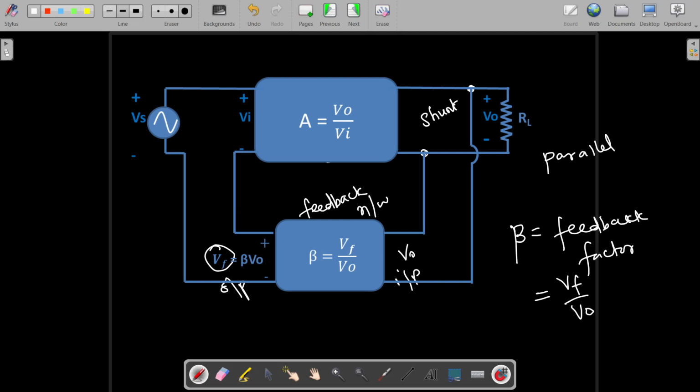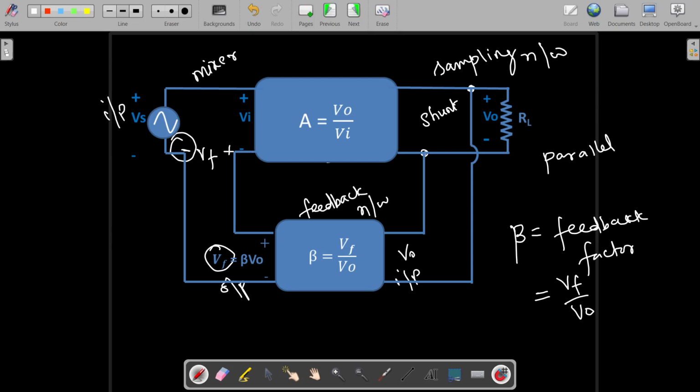Now coming to the input side. This Vf will be mixed here. This side is plus, this side is minus, so at the input side this minus is being mixed. It is connected to the one line here. At the input side we call this the mixing circuit and at the output side we call this a sampling network. On the input side, it is the mixer which mixes the feedback input with the source or external input, and at the output side we take the sample. This is called the sampling network.